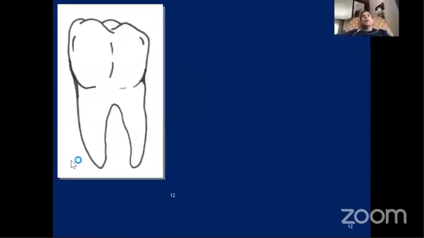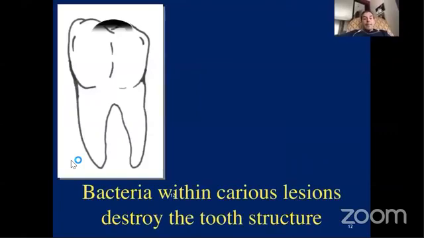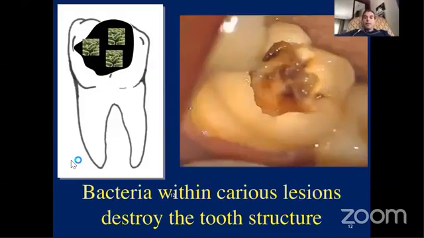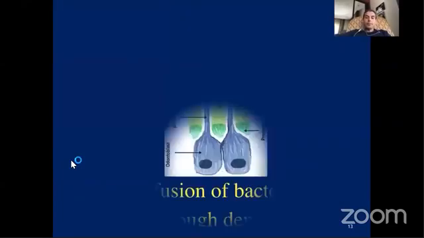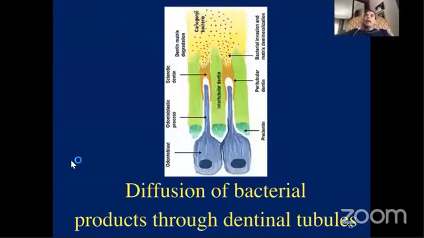Here, let's see the story from the beginning. Bacteria within a carious lesion will destroy the tooth structure. And we can see a patient who comes to our clinic with decay in the tooth, as in this picture here. When the caries starts, which means it has bacteria inside this carious lesion, the bacteria and bacterial byproducts will diffuse through the dentinal tubules and go toward the pulp.